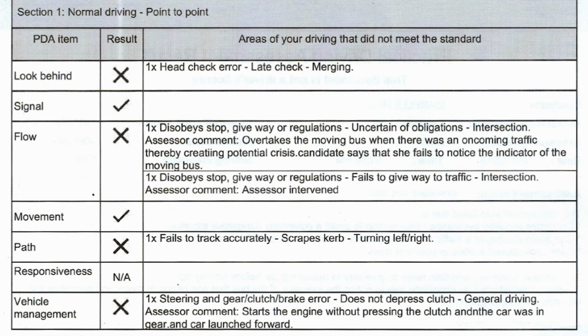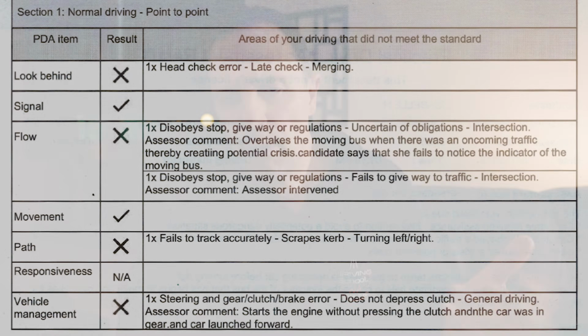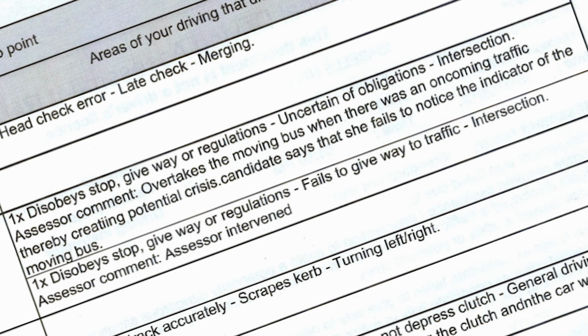Overtakes the moving bus when there's oncoming traffic. Obviously what I've explained earlier, there was a car from the opposite direction. Candidate says that she failed to notice the indicator on the moving bus. Also, disobeys, stop, give way, or regulations again, fails to give way to traffic, intersection, assessor comment, assessor intervened. Even if they intervene verbally, such as you've got to wait, or you've got to stop, or you've got to switch off the indicator, whatever it might be, it is considered an immediate fail.